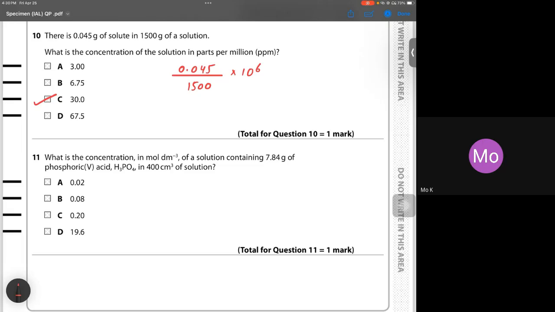Then you would be getting the concentration in moles per decimeter cube. So first of all, I am going to find out the moles of phosphoric acid, that is equal to 7.84 divided by the molecular mass of H3PO4. Can you tell me the molecular mass of H3PO4? 98. Okay. And what's the answer of mole?